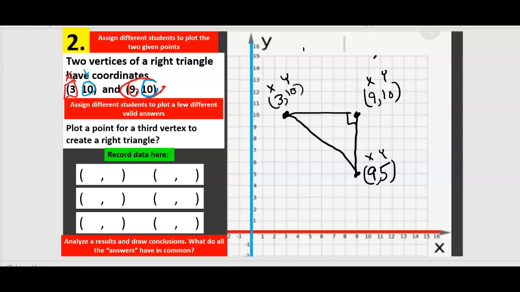But that's not the only place, right? That's just one place. We could do 9, 5. Where else can we put it? You try it. Try to put another dot somewhere on here. Pause the video and see what point you come up with.